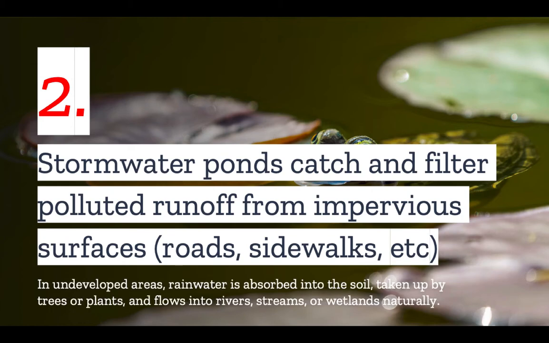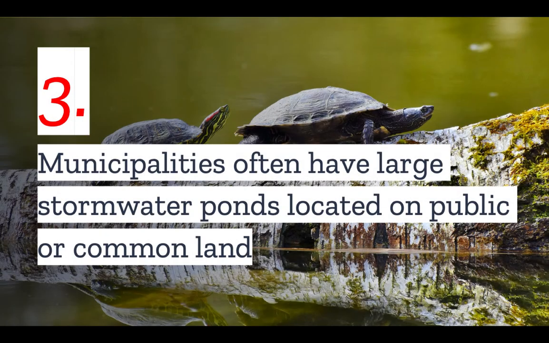Now, in undeveloped or natural areas, stormwater ponds aren't necessary since rainwater is absorbed directly into the soil, where a bulk of it is taken up by trees or plants, and the remainder flows into rivers, streams, or wetlands naturally. When we develop an area, however, we disrupt this natural cycle of rainwater management, and thus need to create a man-made alternative.